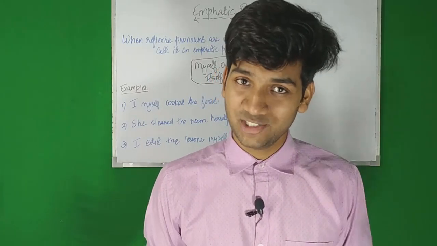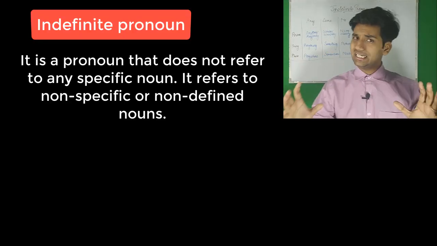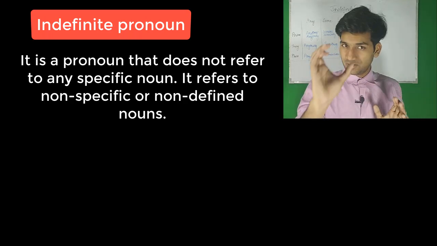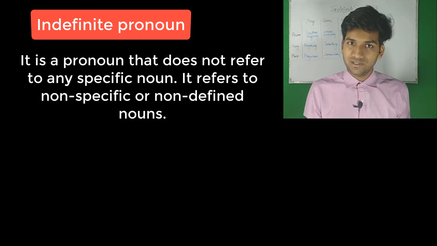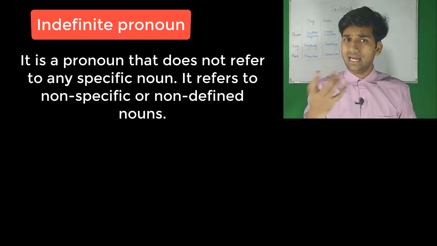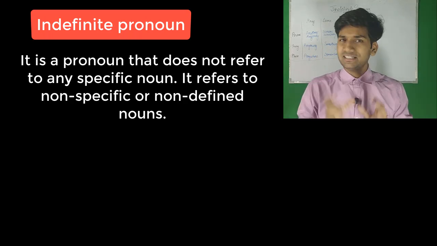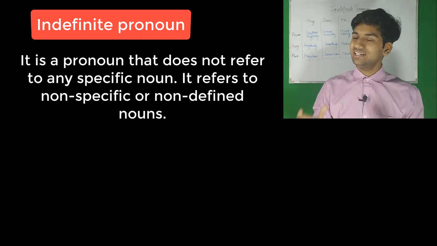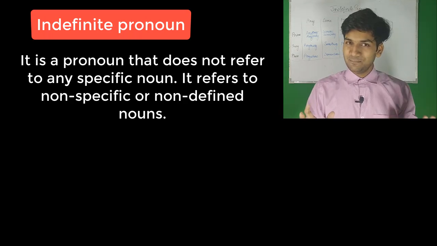Now let us talk about the last one, indefinite pronoun. So guys, an indefinite pronoun is a pronoun that does not refer to a specific noun. It does not refer to a specific person, a specific place, a specific thing. A thing could be a physical thing, a thing that has a physical existence, and it could be an idea, concept or whatever, right? You know what a noun is. So it is something that refers to a non-specific noun. That is why it is called indefinite pronoun. Very simple. I'll give you some examples and make you understand.